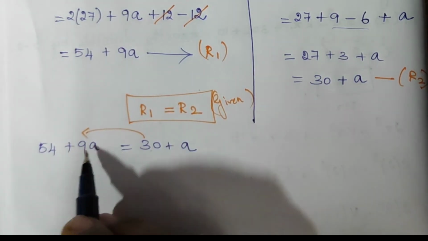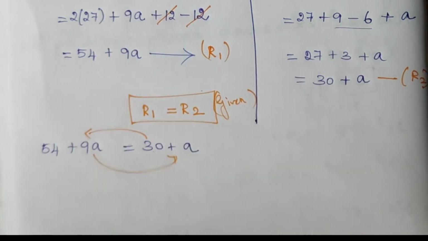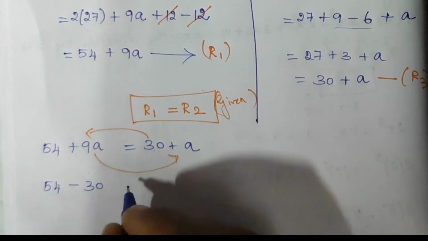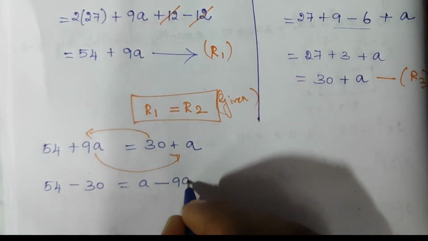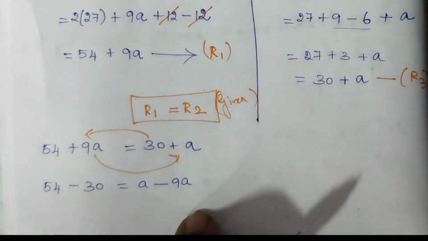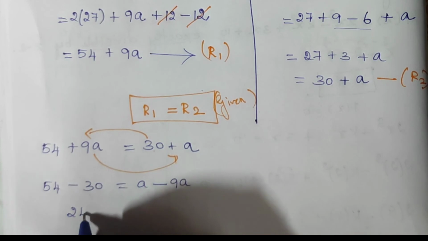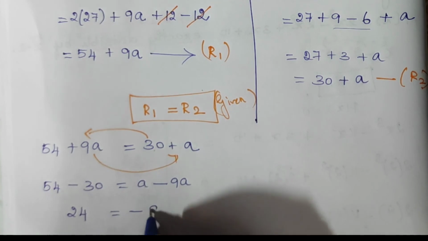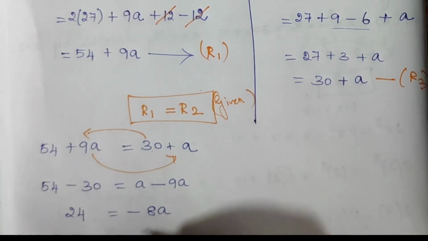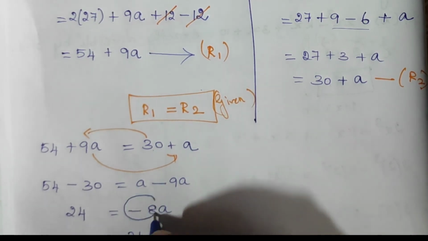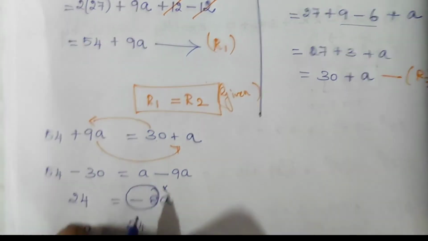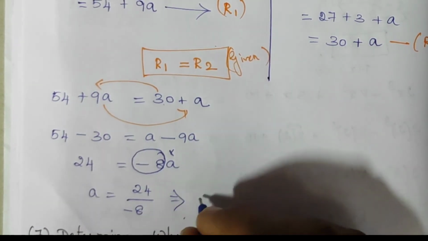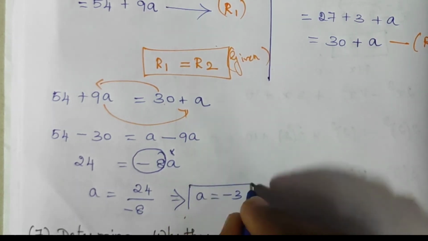Now you bring the numbers to one side and the variable to the other side. So 54 minus 30 is equal to a minus 9a. When you take this 9a to the other side, it becomes negative. 54 minus 30 is 24, which is equal to minus 8a. So a is equal to, when it is in multiplication, when you take it to the other side, take it with the sign. So 24 divided by minus 8 implies a is equal to minus 3.